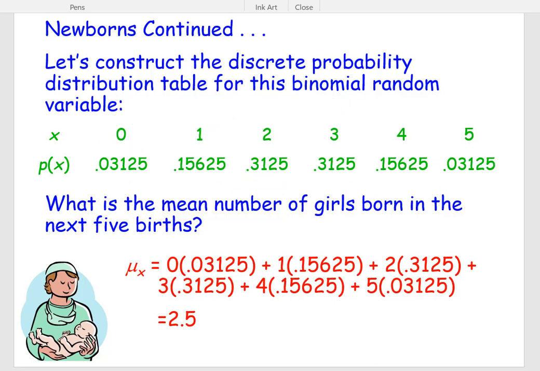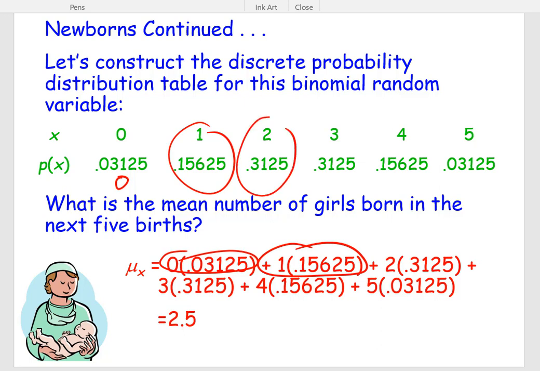What is the mean number of girls born in the next 5 births? So again, the mean, you take each value times its probability. 0 times 0.03125, that's 0. 1 times the 0.15625, that's right there. 2 times 0.3125, and on down the line. We add those up and we get 2.5.